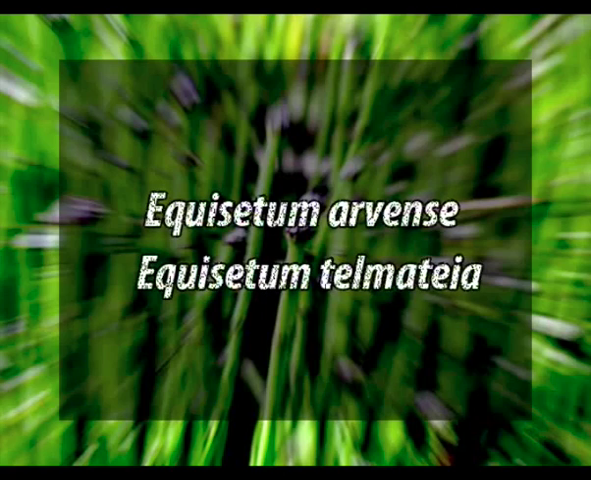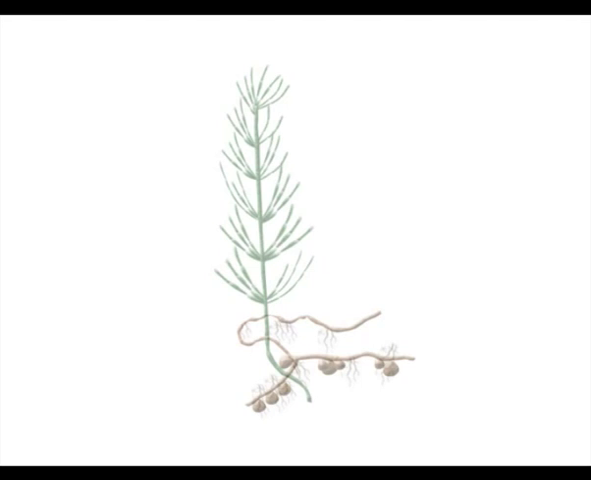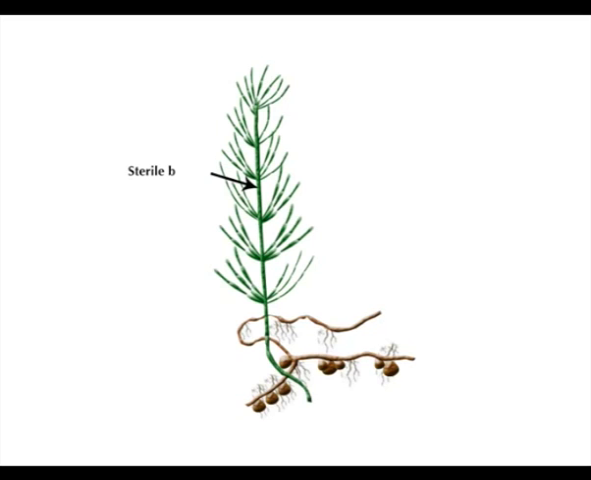Equisetum reproduces by vegetative as well as asexual methods. First, we will discuss vegetative reproduction. The underground rhizome of some species of Equisetum, for example Equisetum arvense and Equisetum telmateia, forms tubers which help in vegetative propagation.